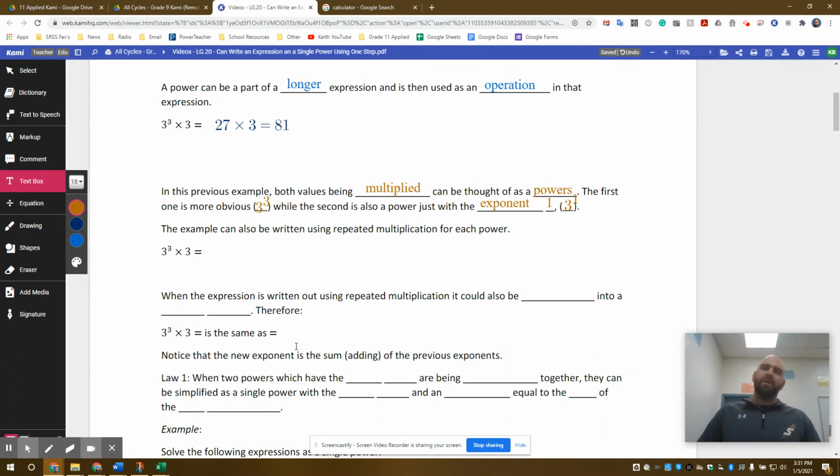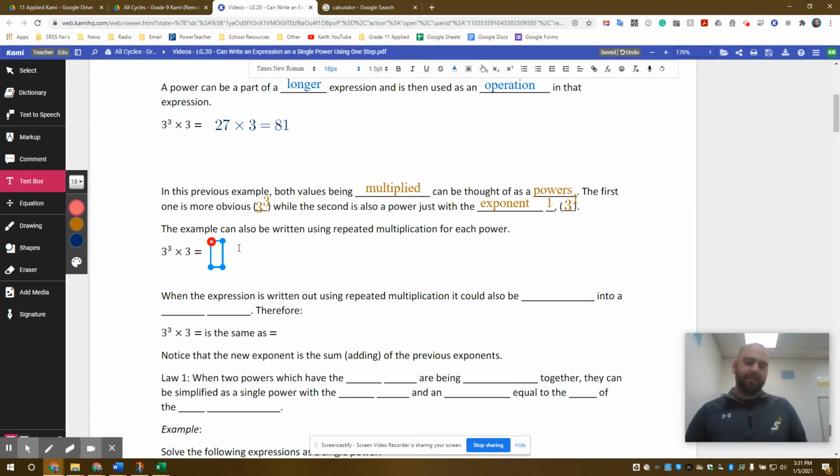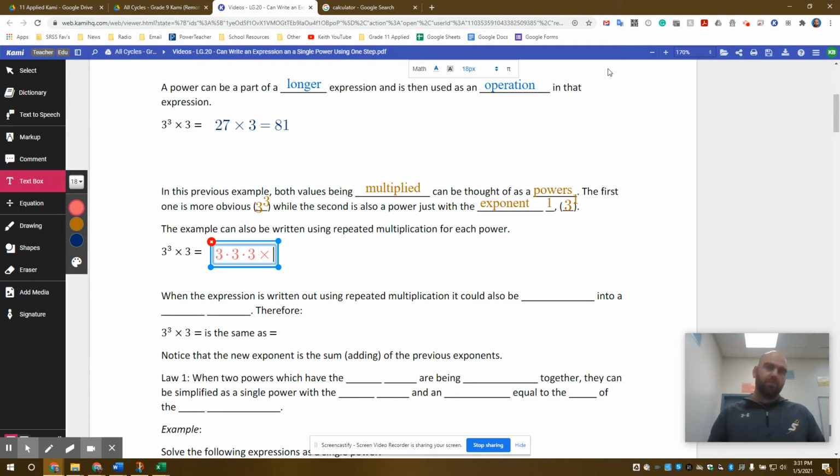And so what we're going to do is write that out in repeated multiplication. Again, like I said, I'm going to use a multiplying sign between terms, and I'll use a dot when we are in a power. So 3 to the power of 3 is like 3 times 3 times 3, and then we're multiplying that by 3 just by itself because it's just 1.